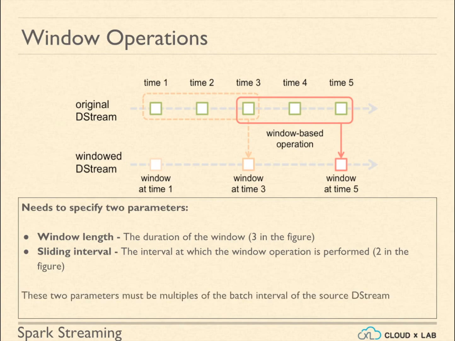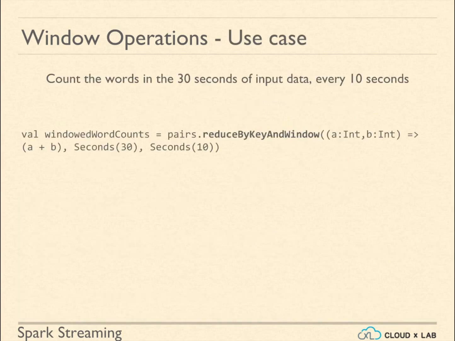Please note that these 2 parameters must be multiples of the batch interval of the source DStream. Let us take our previous hands-on on word count. If we want to count the words in 30 seconds of input data, every 10 seconds, we use reduceByKeyAndWindow instead of reduceByKey.